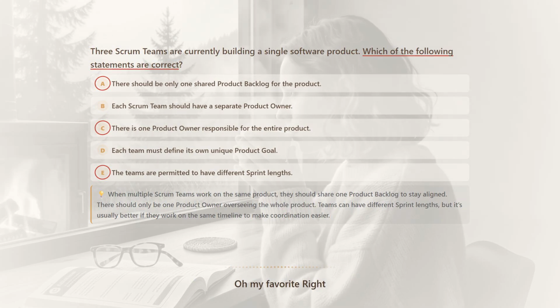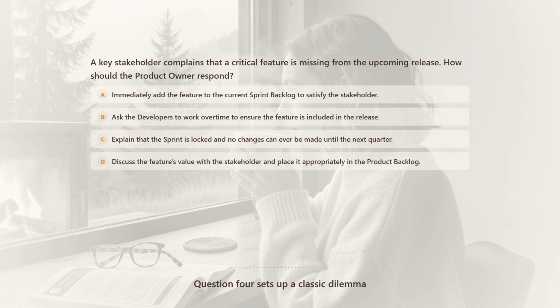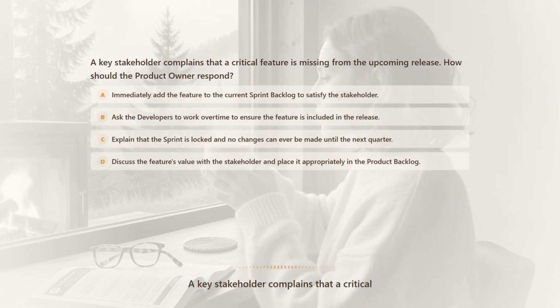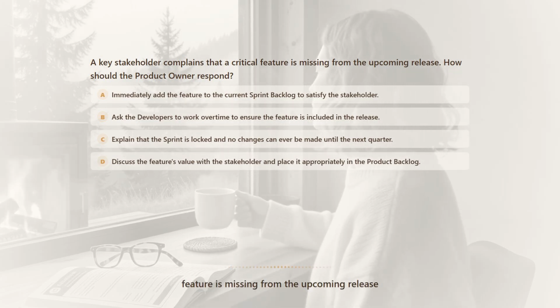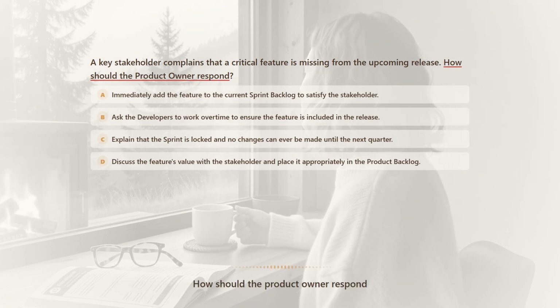Oh, my favorite. Question 4 sets up a classic dilemma. A key stakeholder complains that a critical feature is missing from the upcoming release. How should the product owner respond?